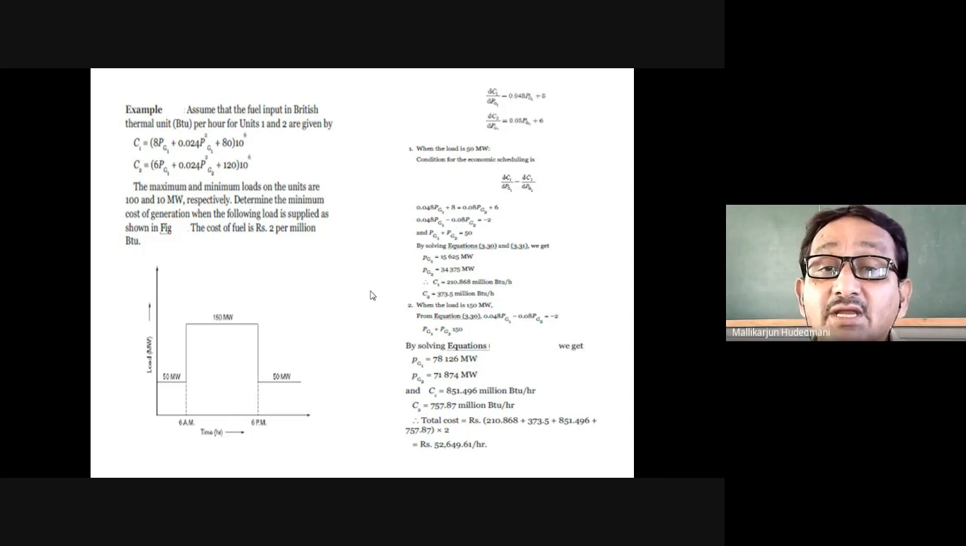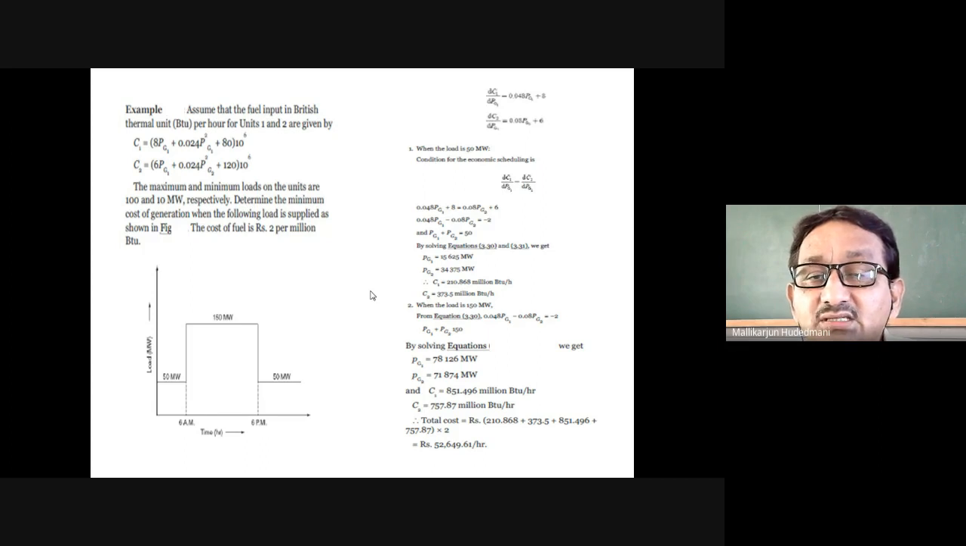Determine minimum cost of generation when the following load curve, load pattern is to be supplied by these two machines. Cost of fuel is rupees 2 per million BTU. See, it's very relative. You have been given a load curve. 00 to 6 am, 50 megawatt is the load on the plant. 6 am to 6 pm, it is a 150 megawatt load. Then from 6 pm to maybe next 00, it is 50 megawatt. It is one cycle.